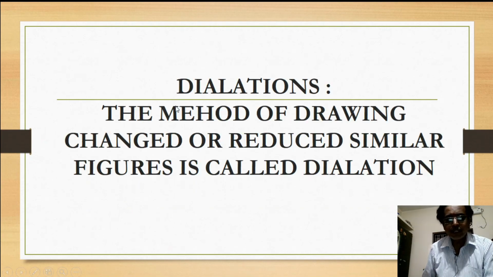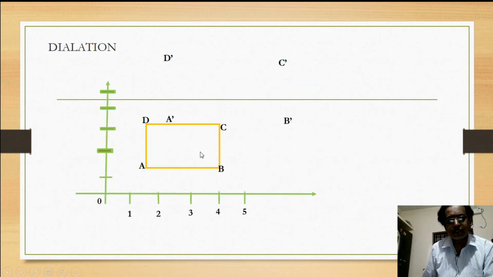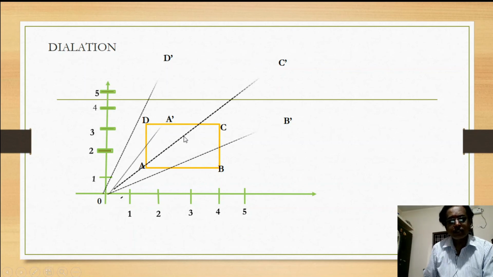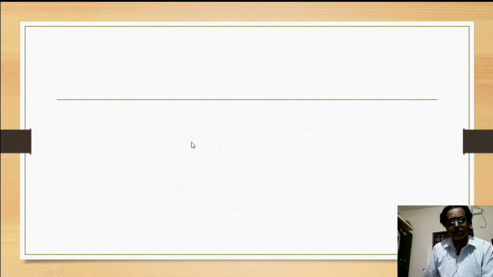Now one more important topic, dilations. The method of drawing enlarged or reduced similar figures is called dilation. Simply, drawing enlarged or reduced similar figures. Now let us take an x-axis and y-axis, with 1, 2, 3, 4, 5 units on each, and I draw a rectangle here. So its dilation is the biggest one, like this. Small to big or big to small. Let us understand dilation like this.